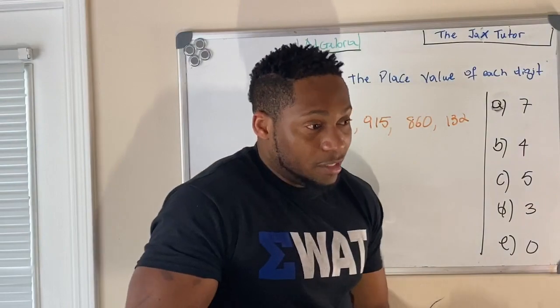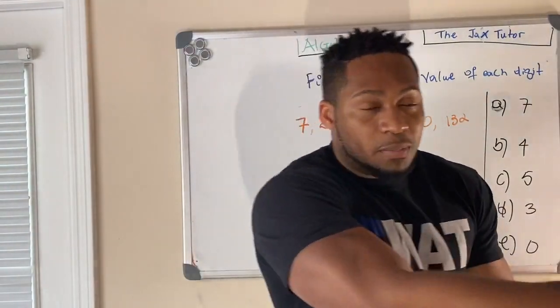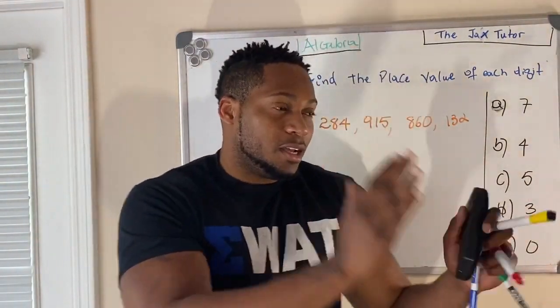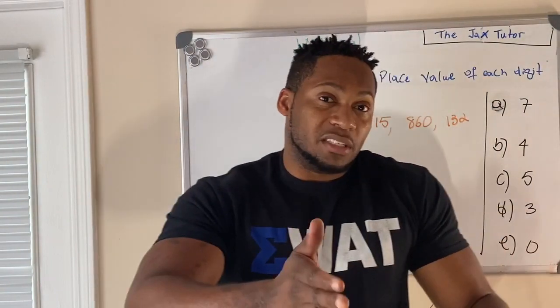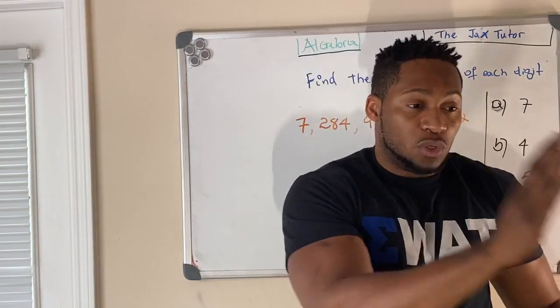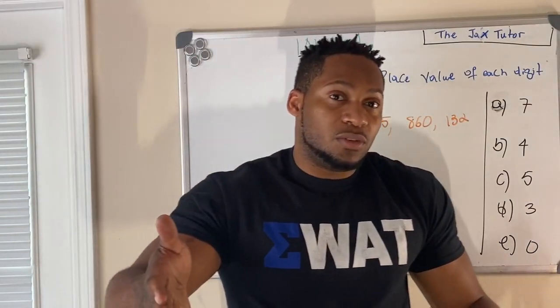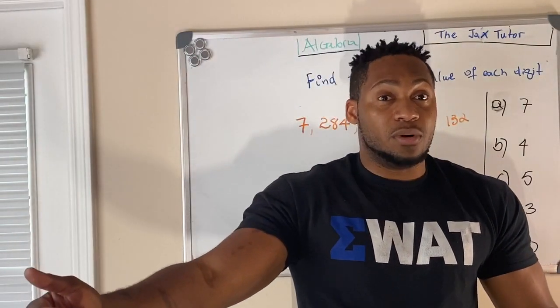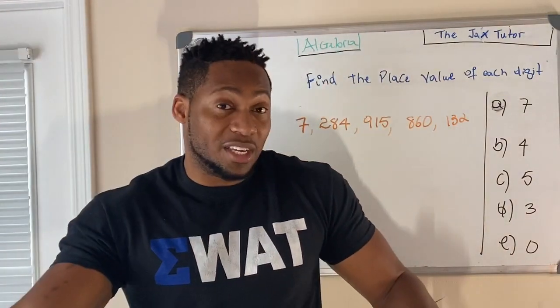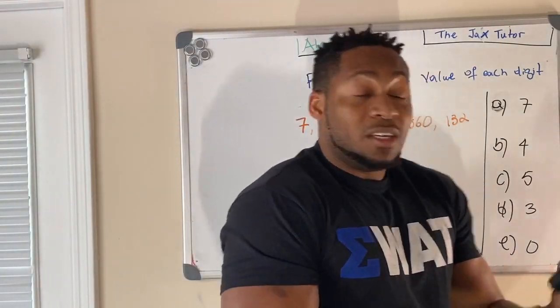You start with the ones place value, and then every time you want to go to the next place value, you add a zero. So one, you add a zero behind a one, that gives you 10. You add another zero, that gives you 100. You add another zero, that gives you 1,000. You add another zero, that gives you 10,000. So this is how you read the place value.